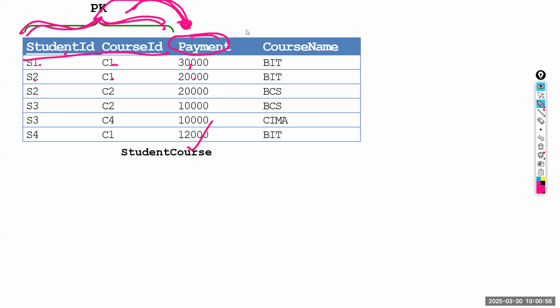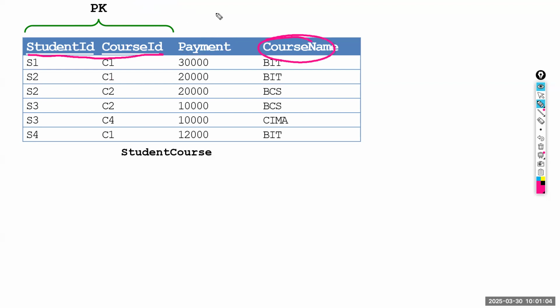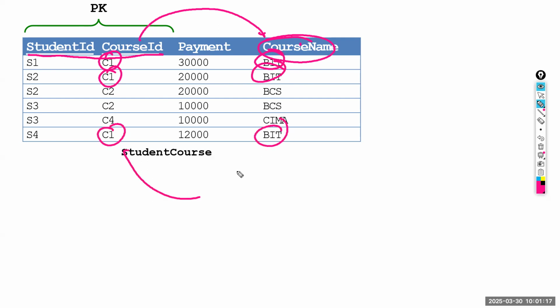This attribute is fine. Then what about course name? Is it determined by the student ID, course ID combination or just one field? So basically course name is determined by course ID. Whenever it is C1, it is the same name. So that means this depends on this, not on the combination. So therefore, this is a partial dependency. So course name should not be here. It's wrong. It has violated second normal form. Payment is fine. So what is the solution?